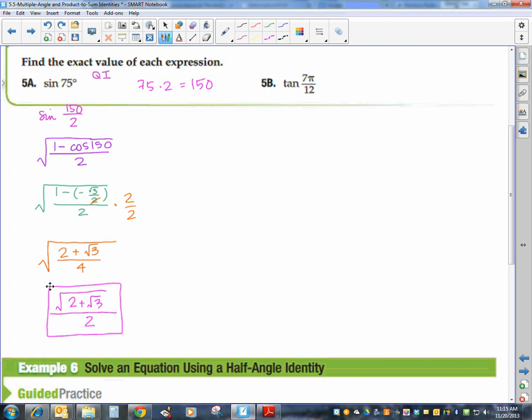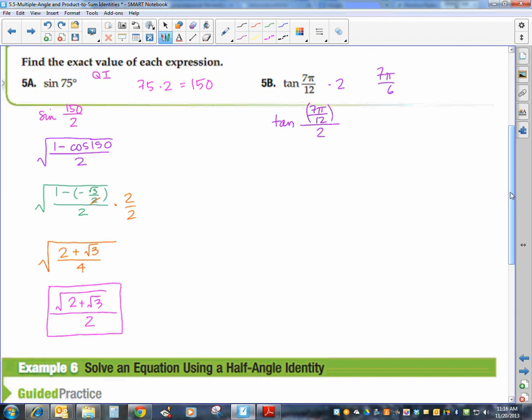Let's do one with radians, and then we're going to solve one more problem and be done. Tangent of 7 pi over 12. Okay, again, multiply it by 2. 7 pi over 12 multiplied by 2 is 7 pi over 6. So that tells me that this is half of that angle. So I'm going to write the tangent of 7 pi over 12 as 7 pi over 6 over 2. So this is my theta over 2.